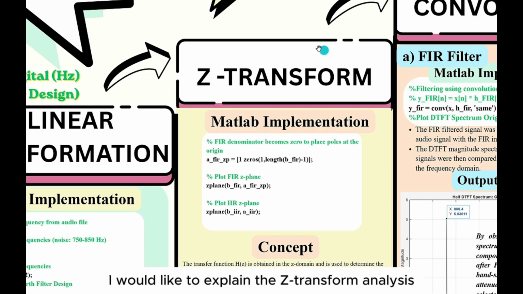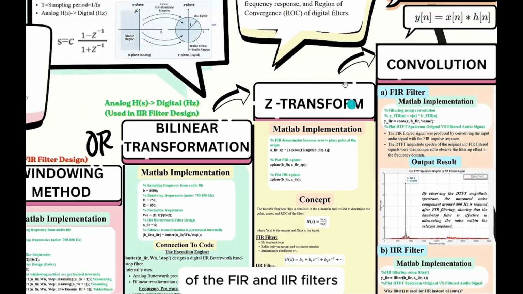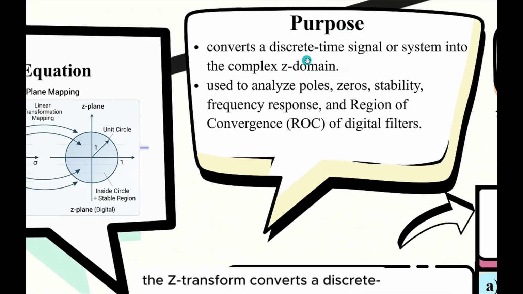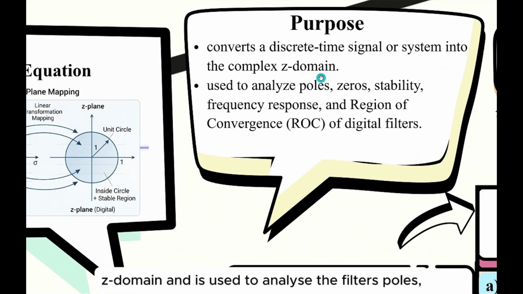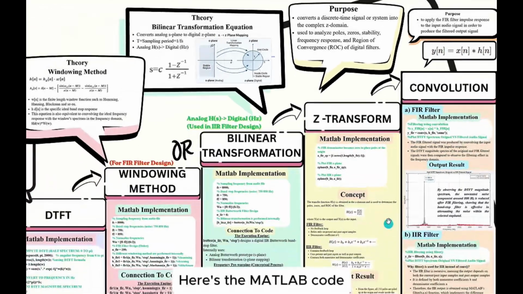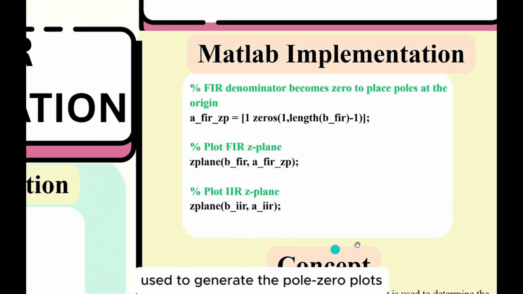Good day everyone, now I would like to explain the Z transform analysis of the FIR and IIR filters used in this assignment. The Z transform converts a discrete time signal into the complex Z domain and is used to analyze the filter's poles, zeros, stability, and region of convergence, or ROC. Here's the MATLAB code used to generate the pole-zero plots.